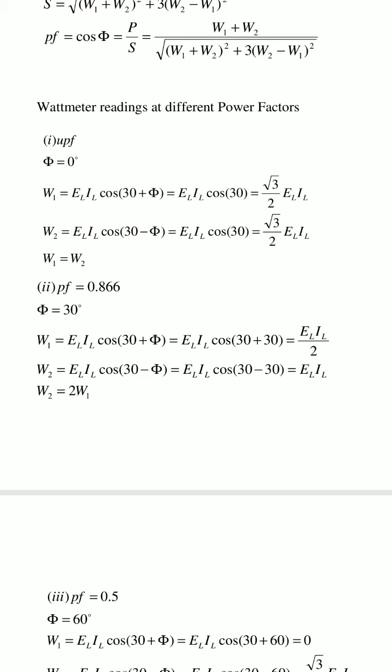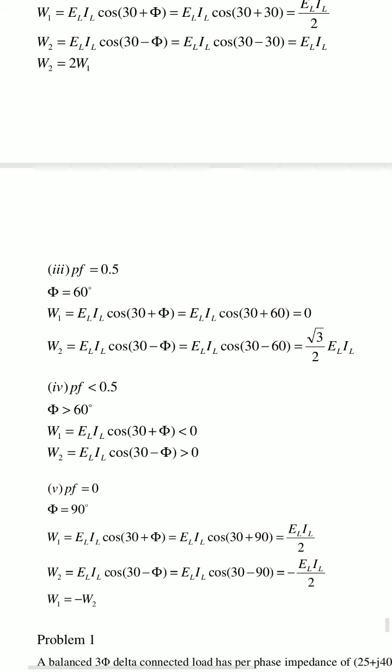At a power factor of 0.866, that means cos phi is cos 30, so phi is 30 degrees. Here W1 is E_L I_L cos(30 plus phi), that is E_L I_L cos 60, which is half. W2 is E_L I_L cos(30 minus 30), that means cos 0 is 1, so this is E_L I_L. Here W2 is equal to 2 into W1.